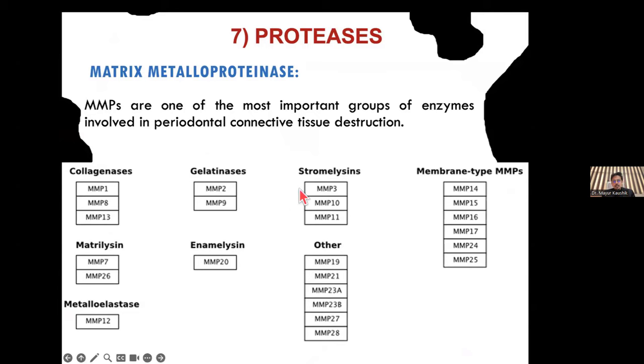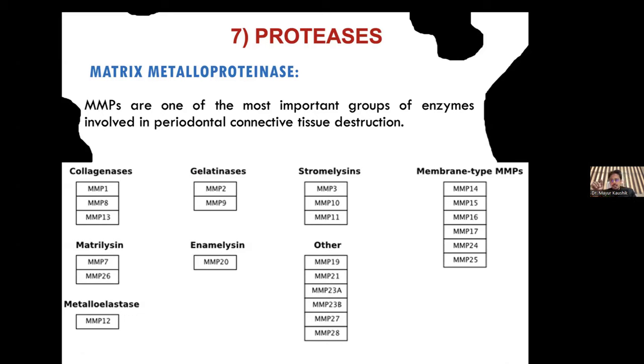In this, the studied MMPs are the first MMP which comes under collagenase, that is MMP1, the ones which are destroying collagen, the first MMP under gelatinase, that is MMP2, and the first which comes under stromelysin, that is MMP3. So genetic defects have been found with regard to MMP 1, 2, and 3.